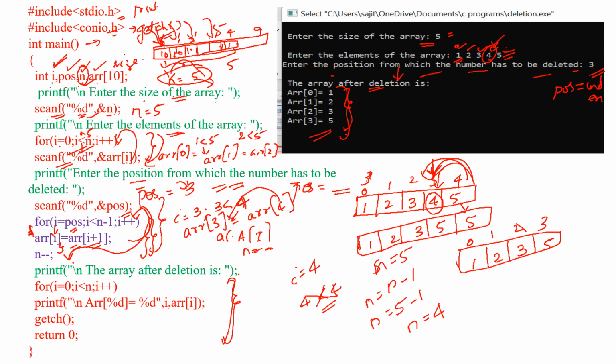So you will be using again a for loop. For I is equal to 0, I less than n. What is your n now? N is equal to 4. So whether 0 is less than 4, yes, the condition is true. Then it executes the next statement. Printf \n array of %d format specifier is equal to percentage. So the first %d will be replaced by I, and the second percentage will be replaced by array of I.